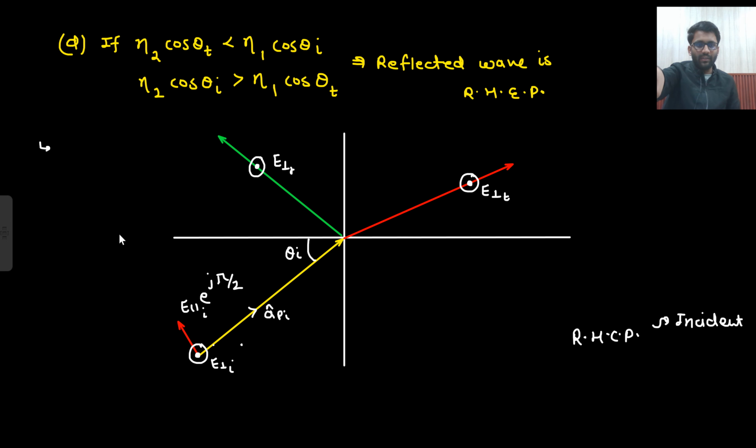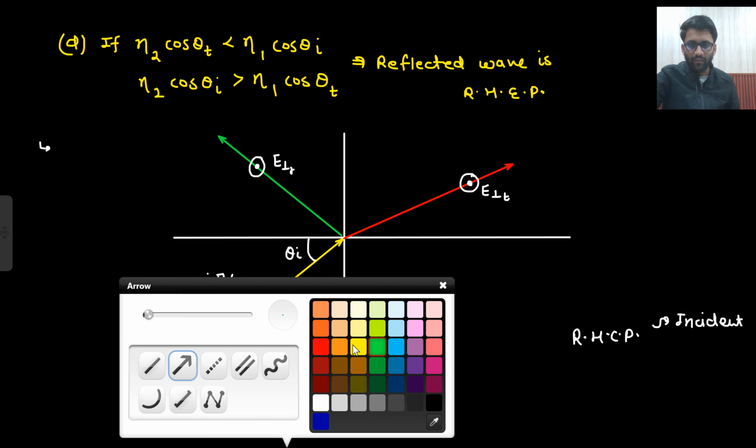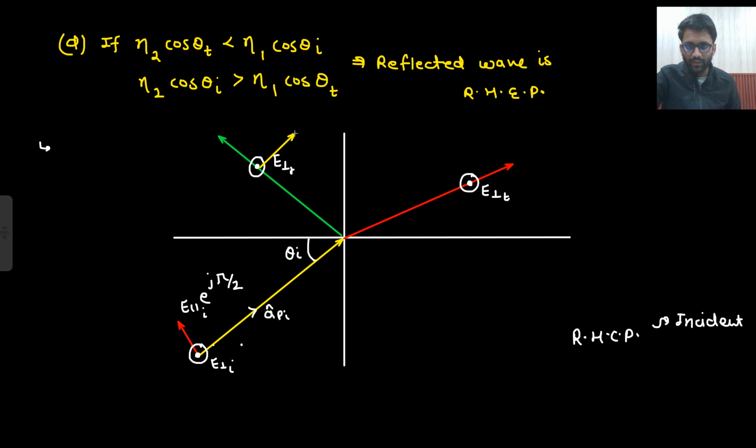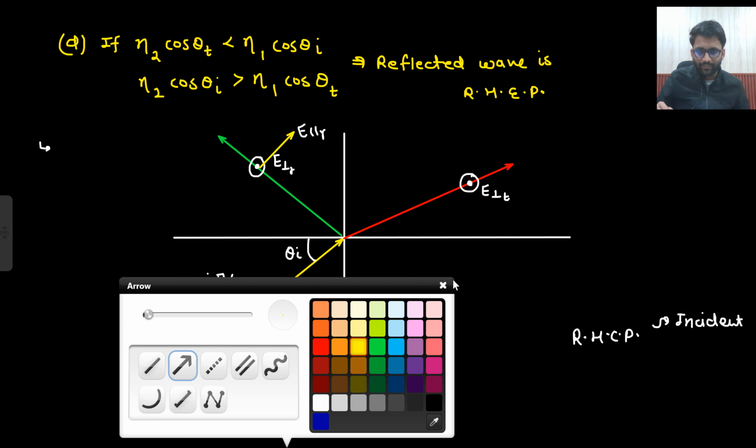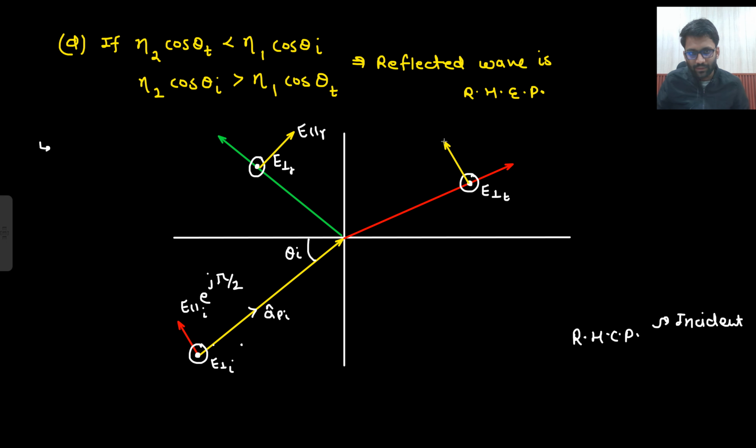Now if this is your incident electric field, then what is your reflected electric field? This is your reflected electric field, and this is your transmitted electric field.